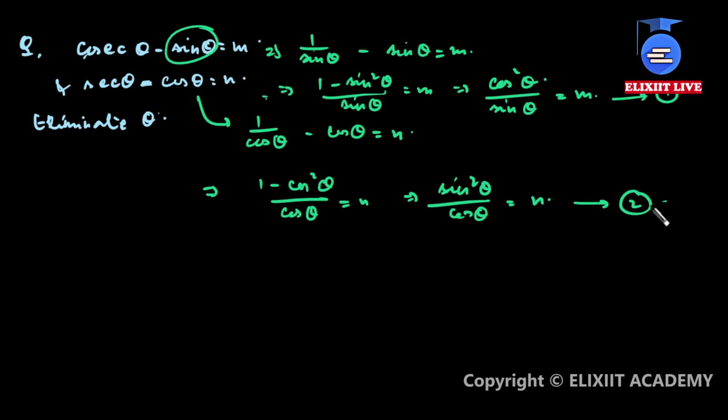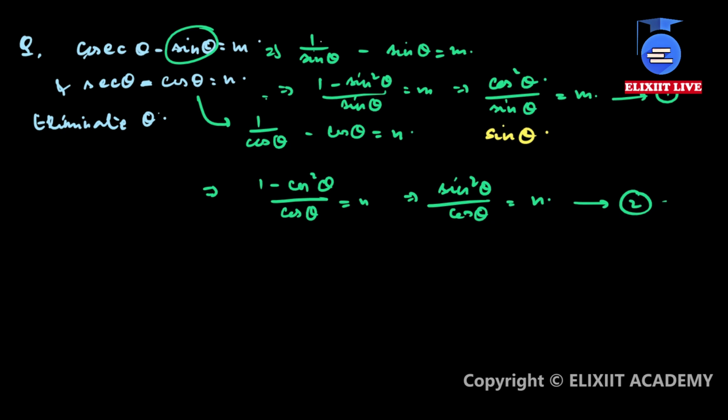From the first one, I can find out what sine theta is. Because ultimately I need to use the relation between sine square theta and cos square theta, and then we are very much done. Basically I need to eliminate theta, and bring the entire expression in terms of m and n only.